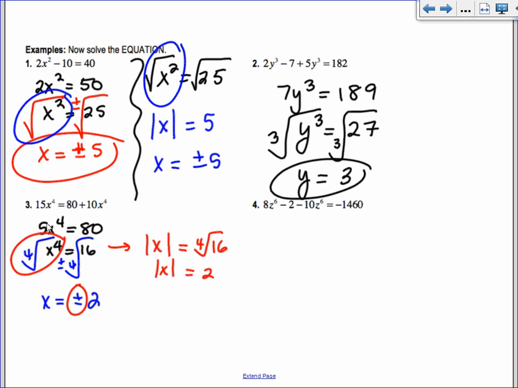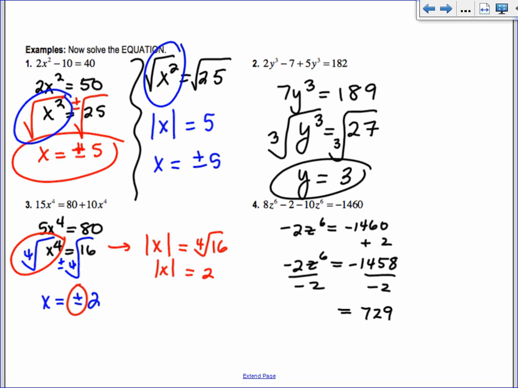All right, so this next one, a lot of you had trouble with negatives. So you should have negative 1460, and you're going to add 2 to the other side. So you're going to get negative 1458. Divide by negative 2. And you get 729 equals z to the 6th. Okay, but then a lot of you guys didn't want to do the factor tree. You were feeling lazy, so you busted out your calculator, but you had no idea what to do with your calculator. You're like, how do I put in a 6th root?